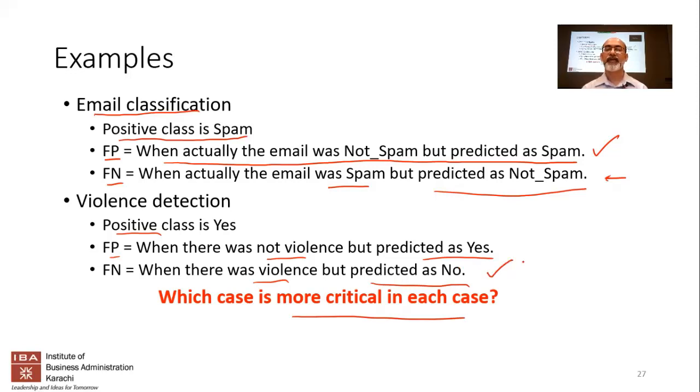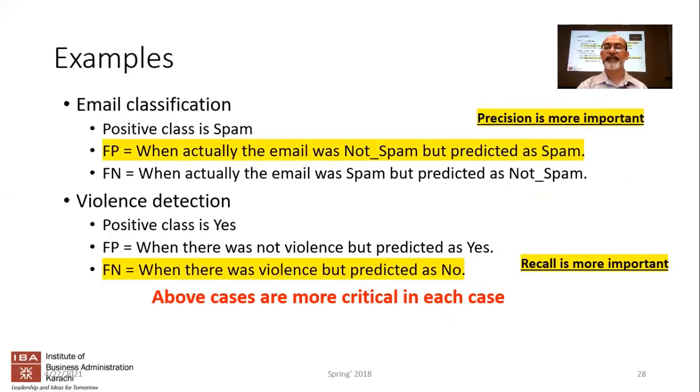False negative is clearly more important. Why? Because there was violence, and there's something going on, and you want to be able to detect that violence, but it wasn't caught. So clearly these are the two cases which become more important. So these are things that one has to think about when you're actually using these techniques.